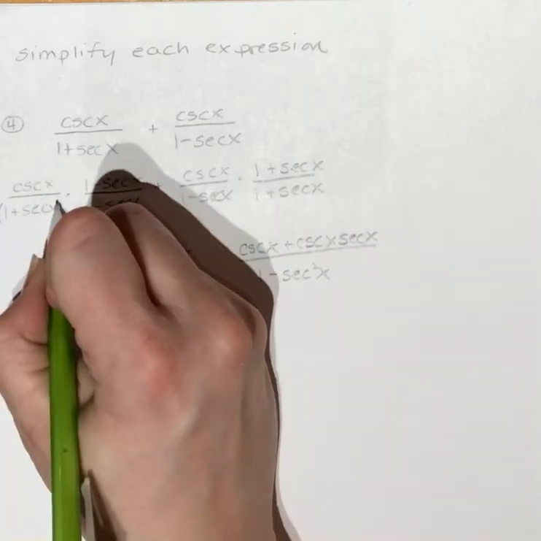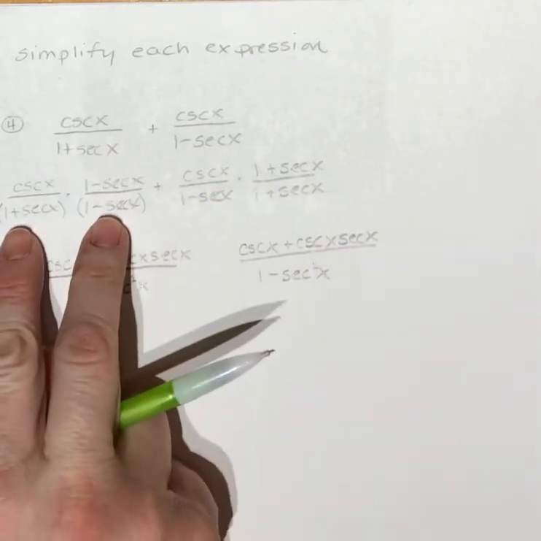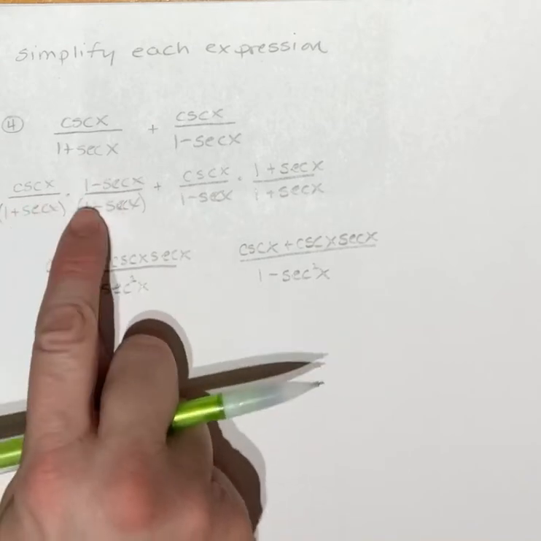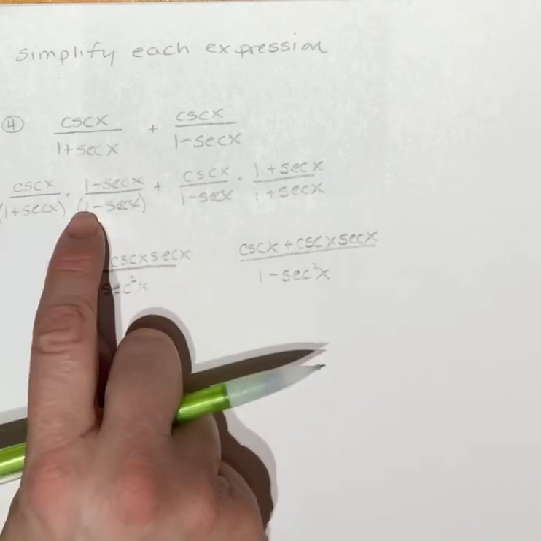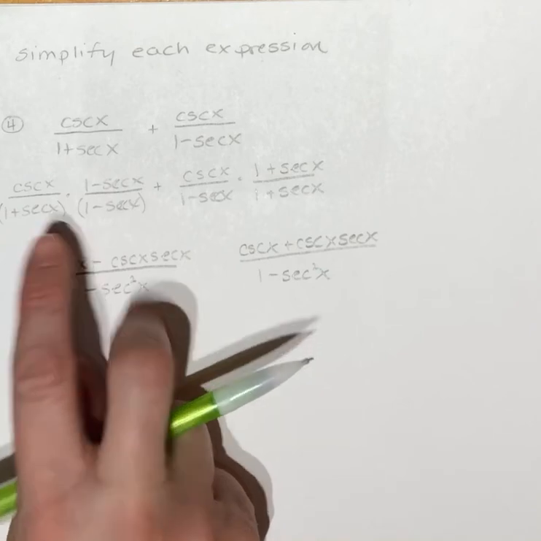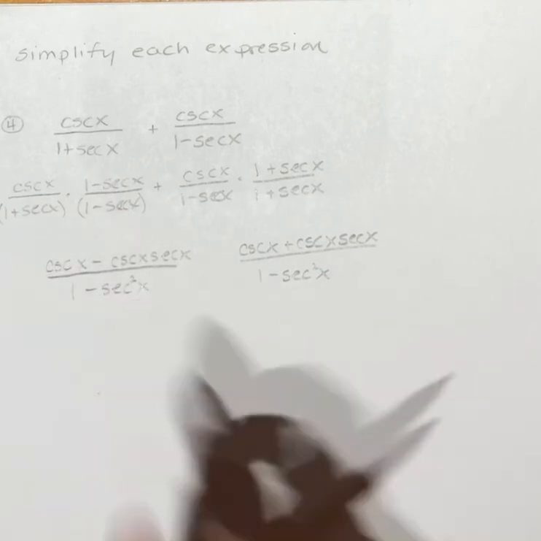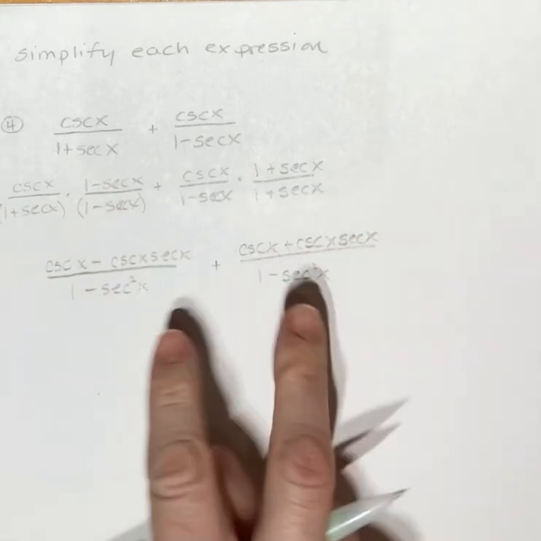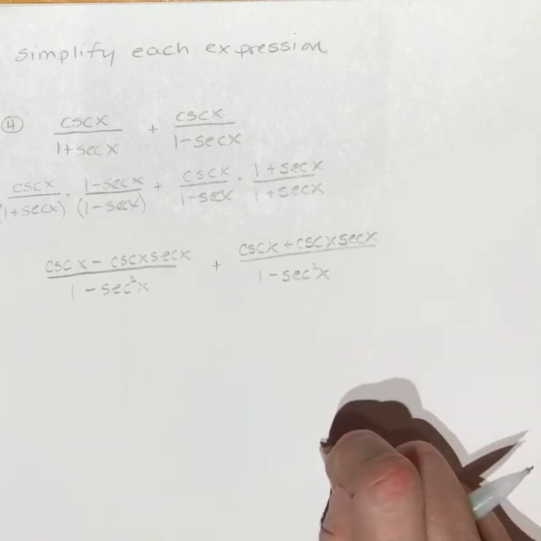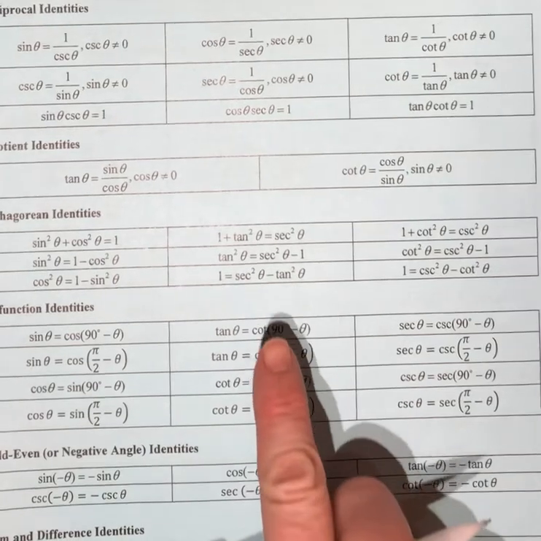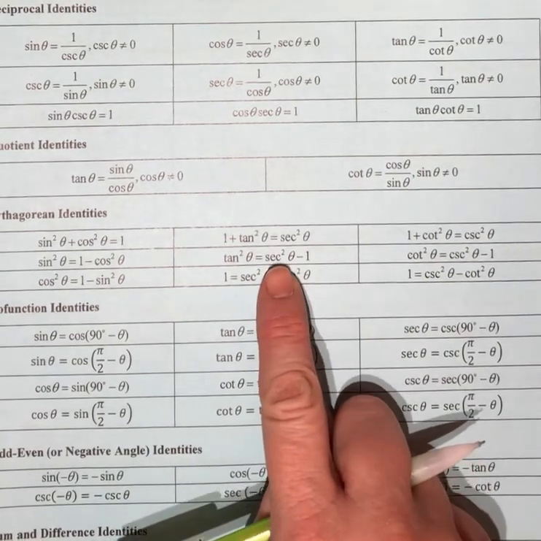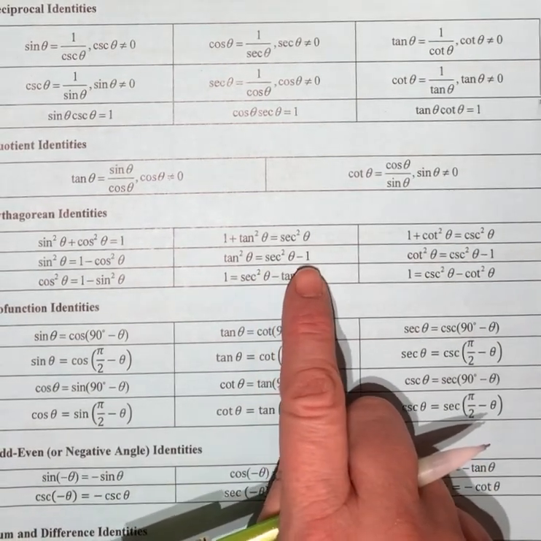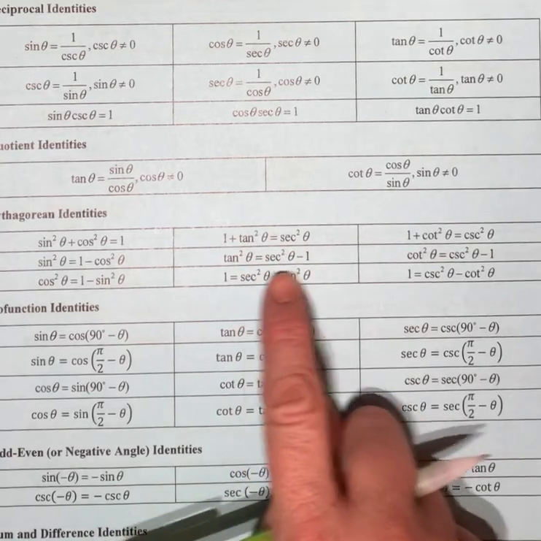And again, what I'm doing is I'm foiling this. I do first, outer, inner, last. My outer and my inner, because it's the sum and difference pattern, add to 0, and I have 1 minus secant squared. Now, 1 minus secant squared, there's that Pythagorean identity again. 1 minus secant squared. Oh, look at that. It's secant squared minus 1. So what are we going to do?